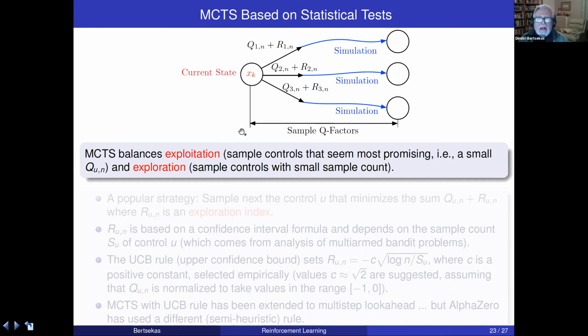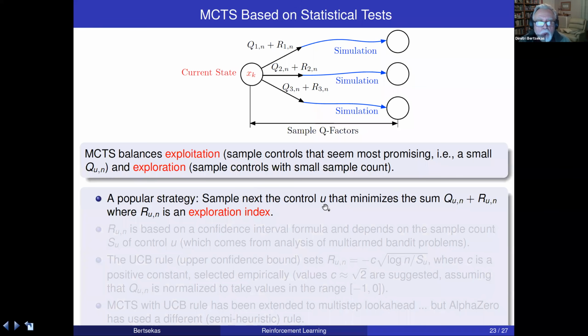So, from the previous slide, we are at a given state. We have generated n samples, and we have exploitation indices for each one of these controls. However, the problem is that some of the other controls that may have bad exploitation indexes may not have been explored sufficiently. They may not have been allocated a sufficient number of simulation samples. So Monte Carlo tree search tries to balance the two: sample controls with a small sample count and sample controls that seem most promising.